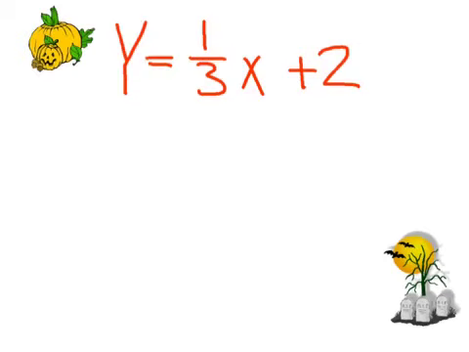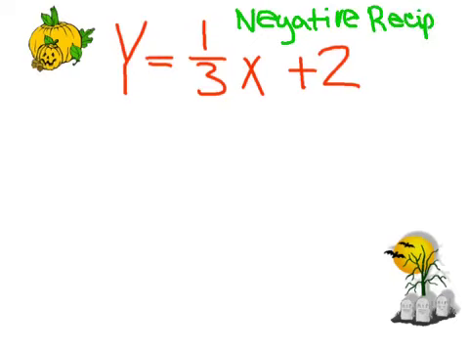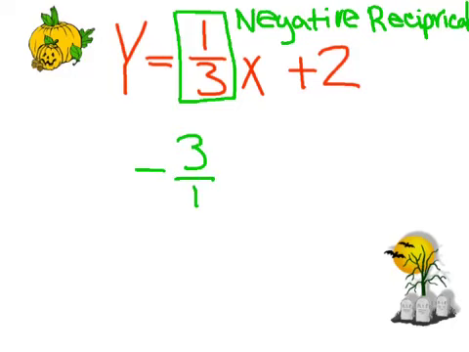Okay, for example 3, we want to find a perpendicular line to y is equal to 1/3 x plus 2. To do that, we're going to find the negative reciprocal. Alright, remember that phrase. It's important. Running out of space. Okay, we're going to look at our slope. Our slope is 1/3. It's a positive, so we're going to change it to what? Negative 3 over 1.